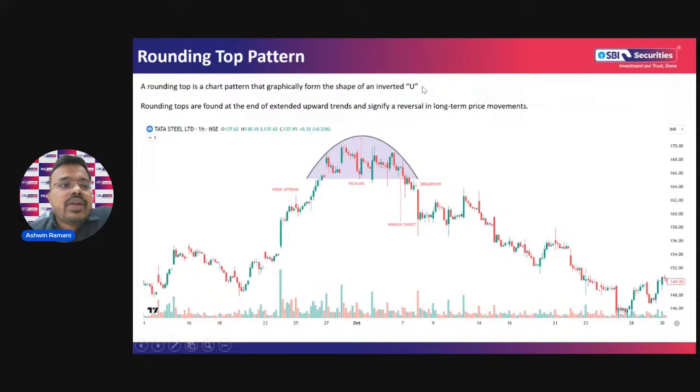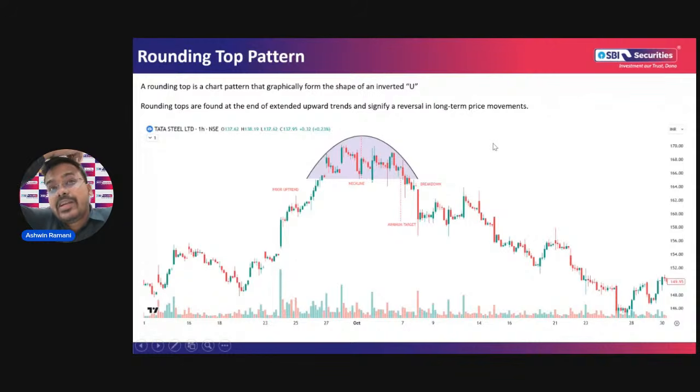So a rounding top is a chart pattern that graphically forms the shape of an inverted U. So you will have a high, then again one more high, and the first two highs will be lower than the third one, and the next two highs will also be lower than the third one here. So basically, it should be in the form of a rounding top.